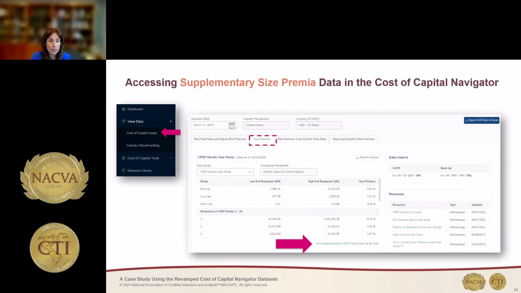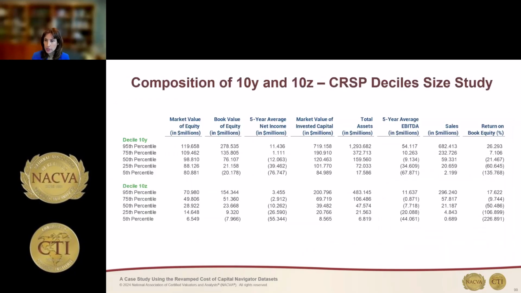This is some of the supplementary CRSP decile size study. There was actually a question in the Q&A about whether, if you're using the CRSP decile size study, you just stick to decile 10 or can you go to the underlying detail. If you click on that supplementary data, you'll be able to see more detail about 10Y, 10Z. Actually, we now have even 10W, 10X, 10Y, and 10Z, and you can see the details.